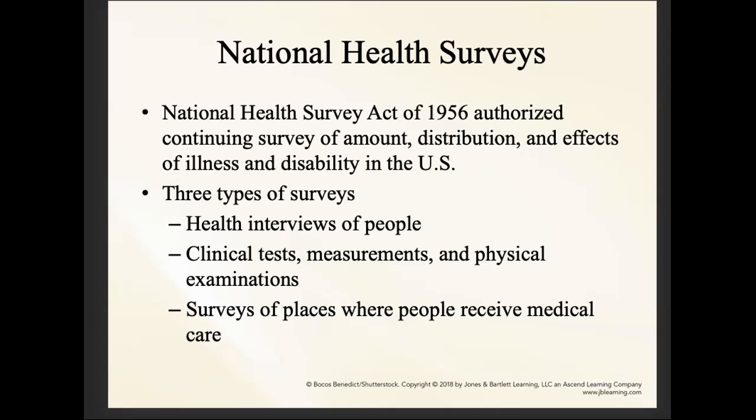The National Health Survey Act of 1956 authorized continuing survey of amount, distribution, and effects of illness and disability in the US. So again, there are 3 types of surveys: health interviews of people, clinical tests, measurements, and physical examination, and surveys of places where people receive medical care.